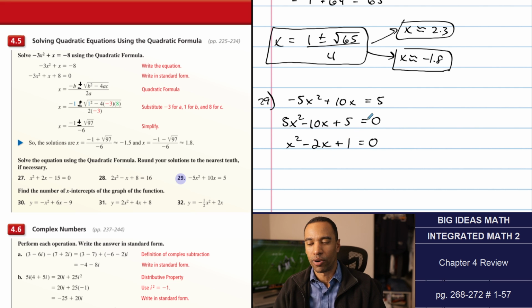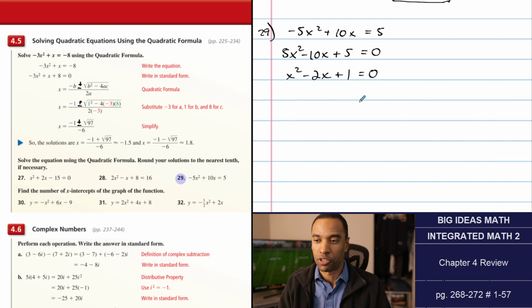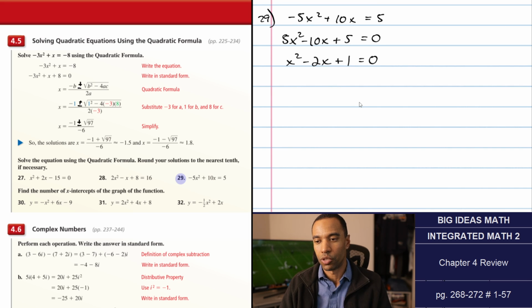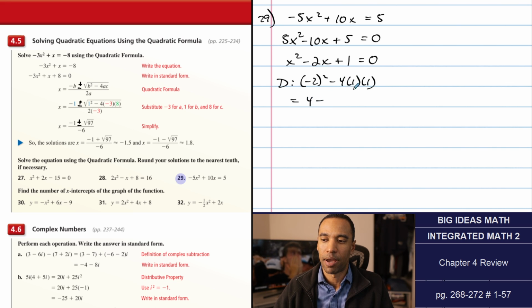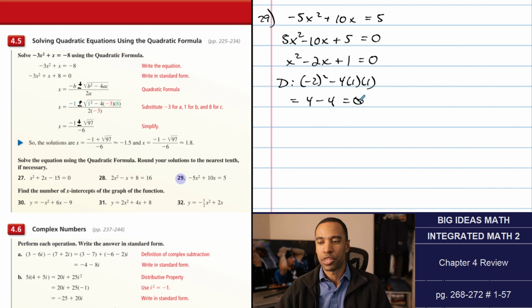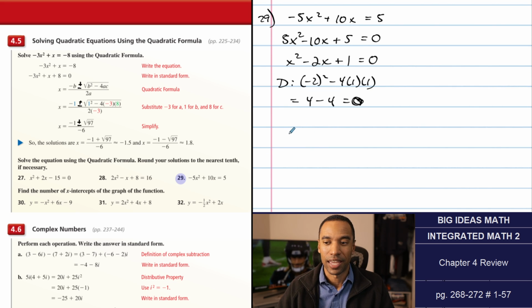Now, we've seen a lot of these before, guys. This is a perfect square trinomial. It'll not only be rational, but there will be one solution. But we still got to use quadratic formula. Start with the discriminant. b squared minus 4ac. That gives you 4 minus 4, which is 0. You aren't adding or subtracting anything with that negative b. So you're just left with the negative b over 2a.